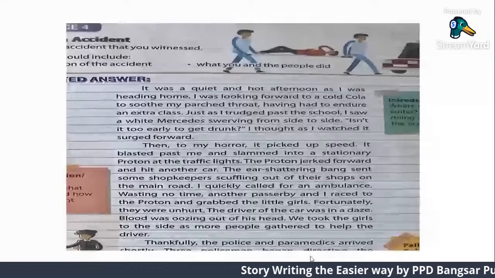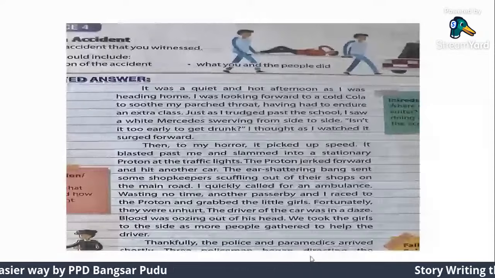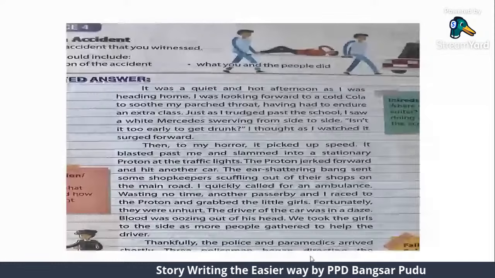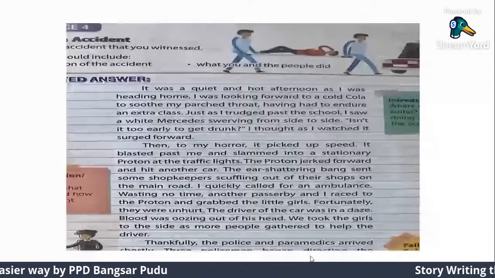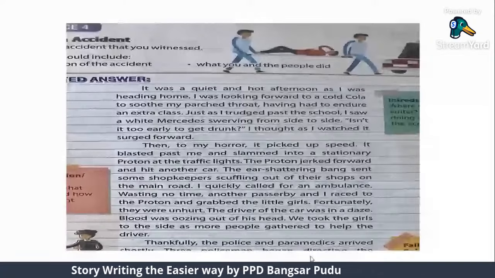Isn't it too early to get drunk? I thought as I watched it surge forward. Okay, another technique that we use in story writing is to add dialogue. Whether it's internal dialogue or actually talking to somebody else. Then, to my horror, again, you see I use the phrase, to my horror, it picked up speed. The Mercedes picked up speed. It blasted past me and slammed into a stationary Proton at the traffic lights.